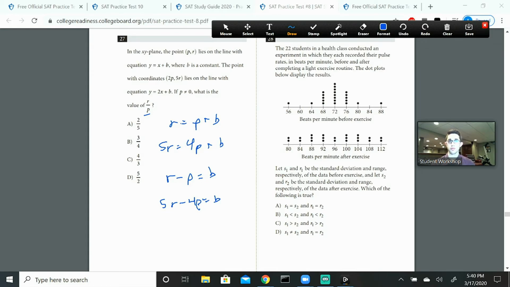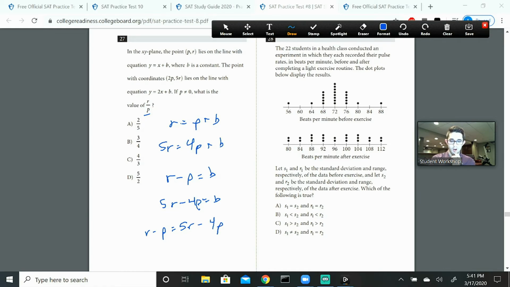And now we can set them equal to each other because we solved for the constant that was kind of the outlier, the thing that we didn't want in our equation, and now we can use that to combine these two variables into this expression that we're looking for. So r minus p equals 5r minus 4p, setting them equal to each other.